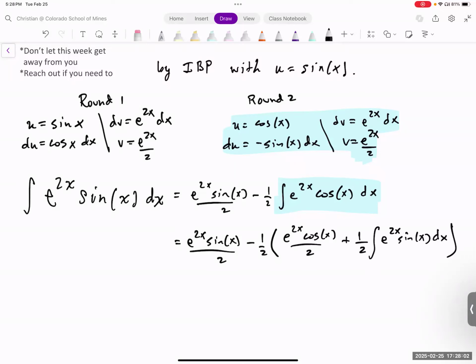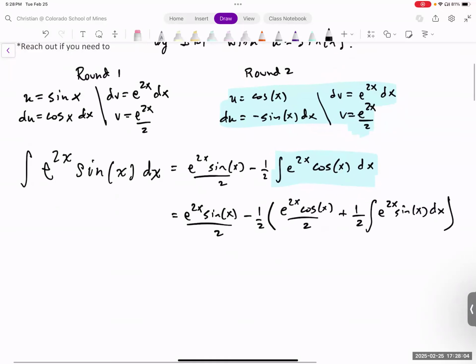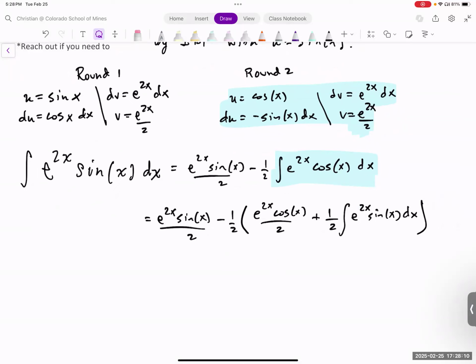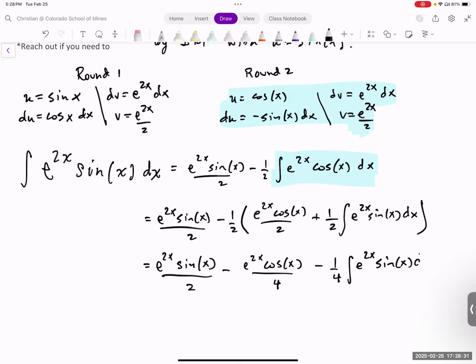And then let's see what we can do. We can simplify a few of those things. Okay, so then we have e to the 2x sine x over 2 minus e to the 2x cosine of x over 4 minus a quarter integral of e to the 2x sine of x dx.